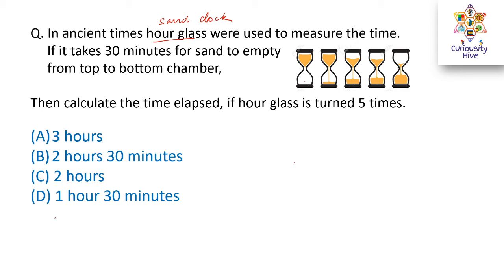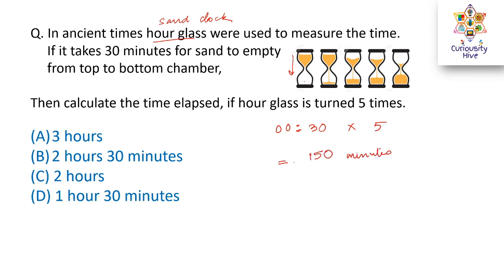Come, let's solve it together. Here we are using time with our arithmetic operation. Now for the sand to empty from top to bottom, it took 30 minutes and this was repeated 5 times. So all you need to do is simply multiply 30 by 5, which is equal to 150 minutes.